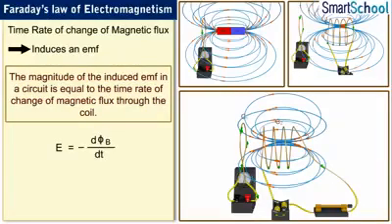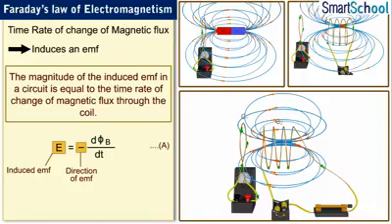E is equal to minus dΦB divided by dt. Let this be equation A. In this equation, E is the induced EMF. The negative sign indicates the direction of EMF and hence the current in the closed loop.